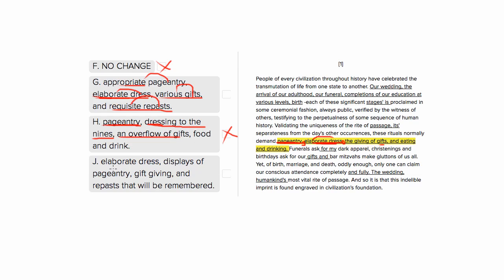Same thing with J. We have elaborate dress, which is adjective noun, and then displays of pageantry. We have this clunky repast that will be remembered, so it's going to be a really good feast and everyone's remembering it. That also sounds clunky. It's not parallel. So let's get rid of choice J.